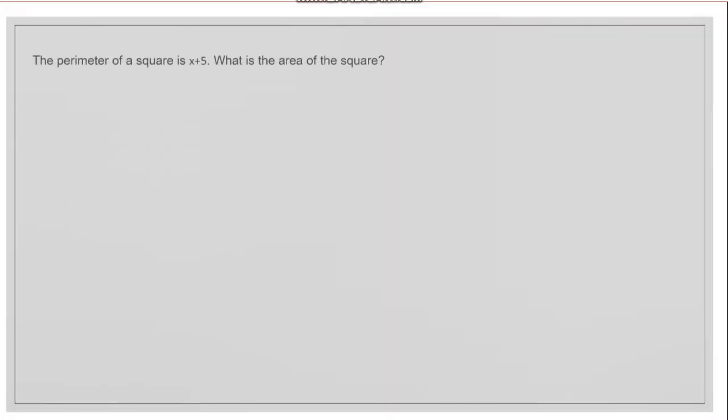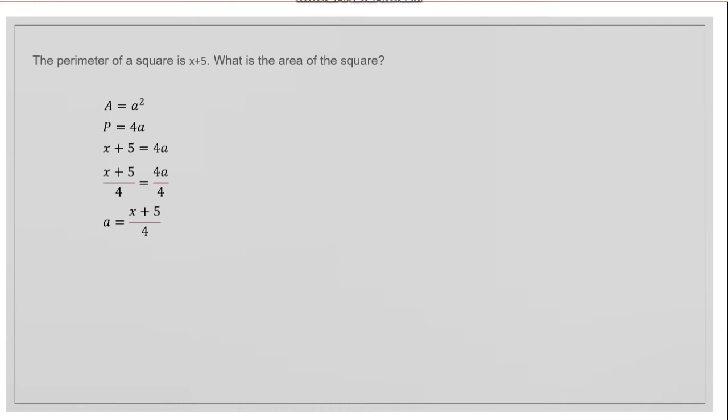Next is the perimeter of a square is x plus 5. What is the area of the square? So we know that the formula of the area of the square is equal to a squared. And since the perimeter is given, the formula of perimeter is equal to 4a, so we need to equate it to 4a. So in order to get the value of a, we need to divide both sides by 4, so we get a is equal to x plus 5 over 4.